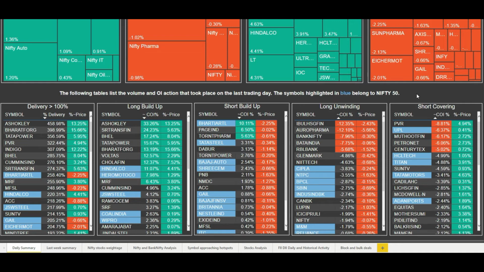So that means this is a highly bullish stock in which delivery was also taken with such a high percentage, and the cumulative open interest also rose by 33.26%. That is a significant open interest generated in a single day. So this means that this stock is very bullish, and you can take a bullish call on this particular stock in the very near term. Similarly, you can see all the stocks in which the long build-up happened.